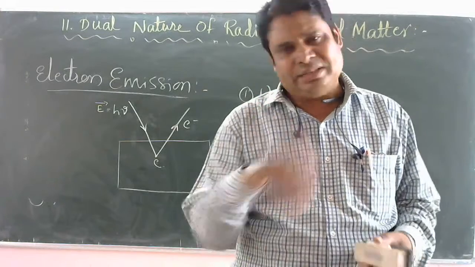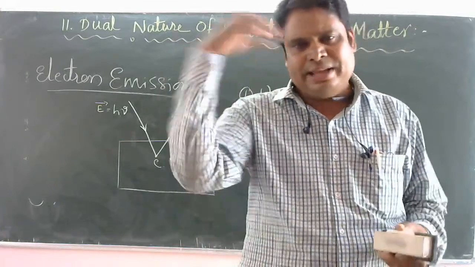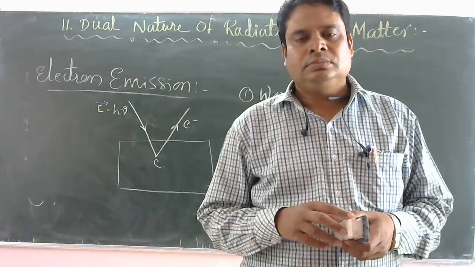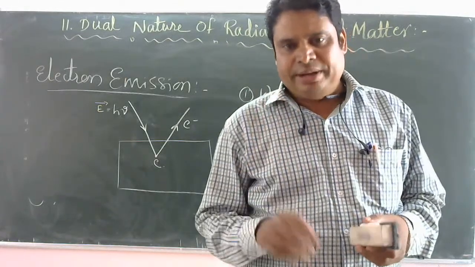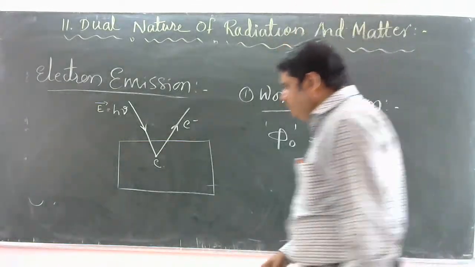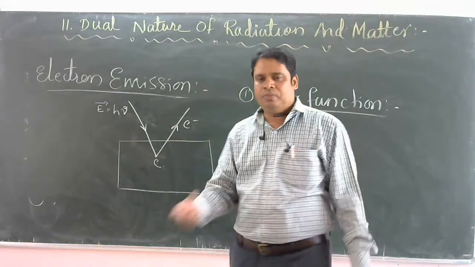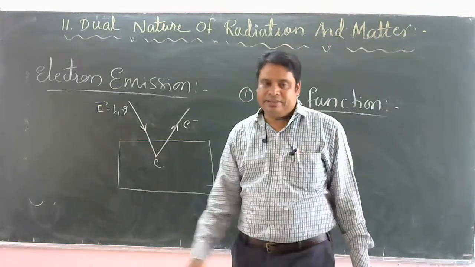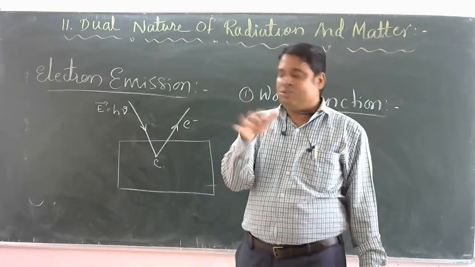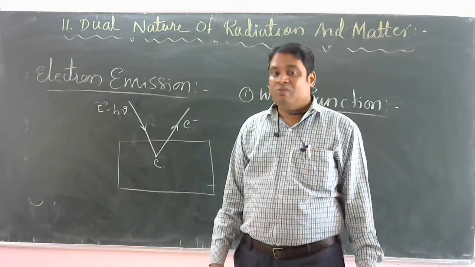Whenever you do work, it's converted into energy. There is some work energy theorem. The minimum energy required, the term used is minimum energy required to remove, just to remove this electron from this metal surface. Remember, in this electron emission, okay, what do we study?